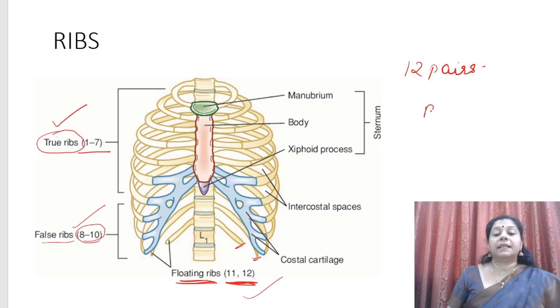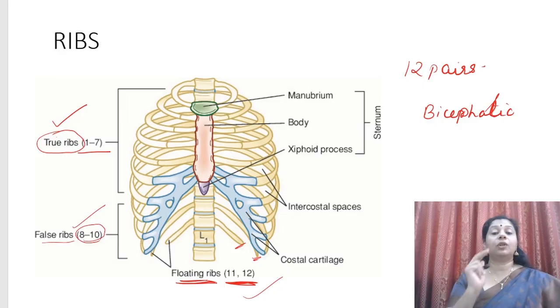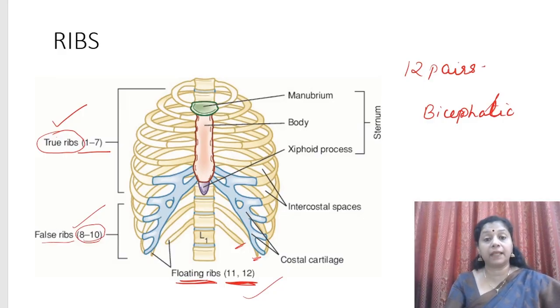There is a term connected with our ribs that is called bicephalic. Bicephalic means they have two articulating surfaces at the dorsal side. That means where they are joining with the backbone or vertebral column, they have two surfaces with which they are attached to the vertebral column. That is called bicephalic. Now, what are the functions of ribs? Ribs are there protecting our vital organs like the heart, lungs, kidneys, etc. Apart from that, they support the muscles which help us in the respiration process.